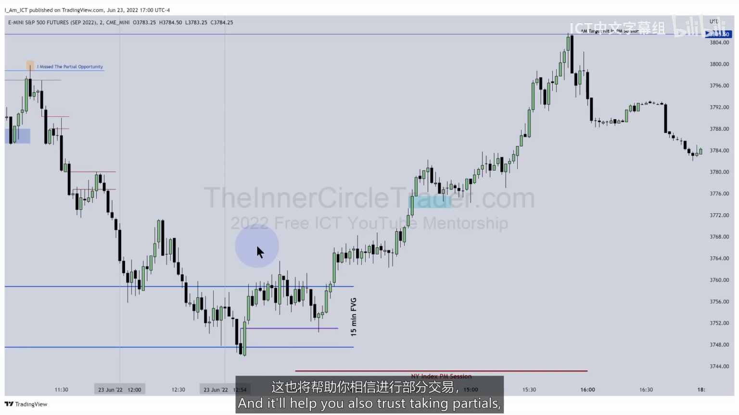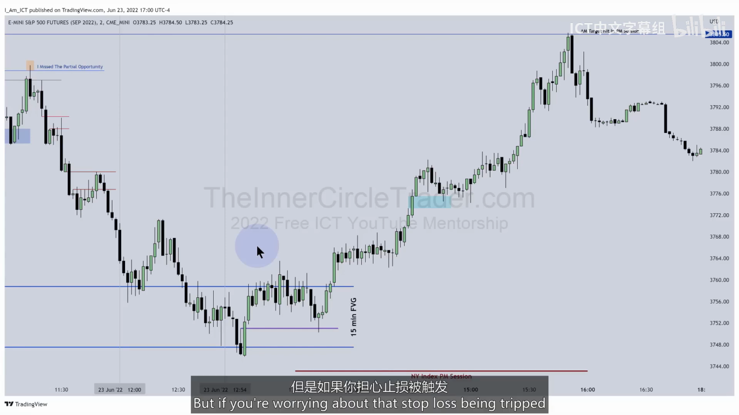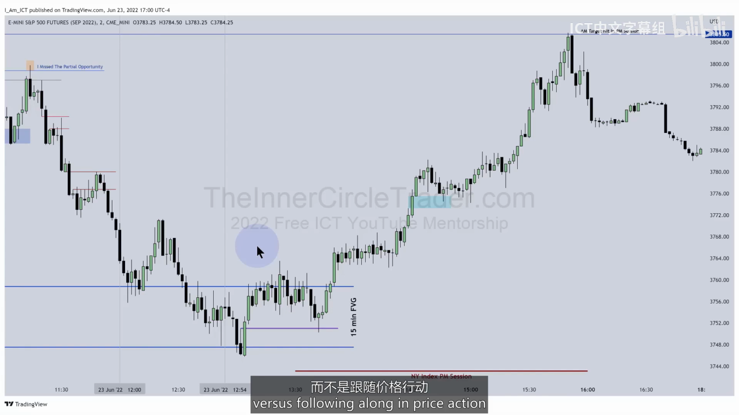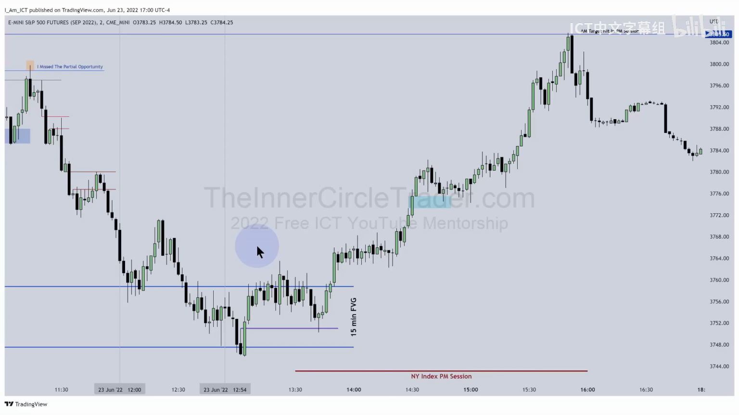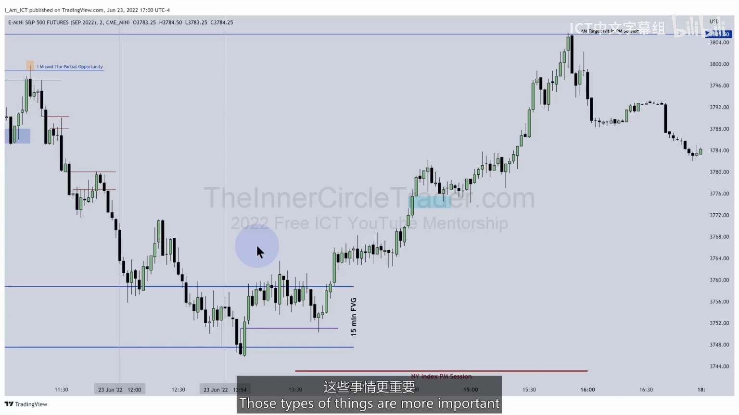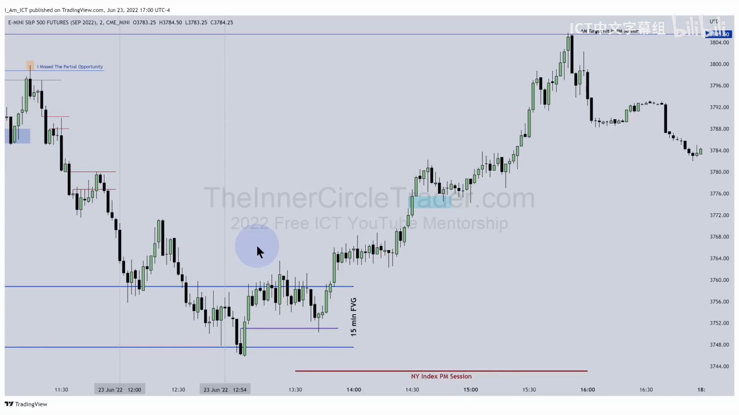And it'll help you also trust taking partials, letting that become a better way of managing a position and trade, and not be fearful about being stopped out, because the stop loss is there to do its job. You pay it well to do that. But if you're worrying about that stop loss being tripped versus following along in price action and continuously measuring whether or not price is giving you what you're expecting in terms of bullishness or bearishness, is the institutional order flow still bullish if you're long, or is it still bearish when you're short? Those types of things are more important than worrying about whether you're going to get stopped out or not.